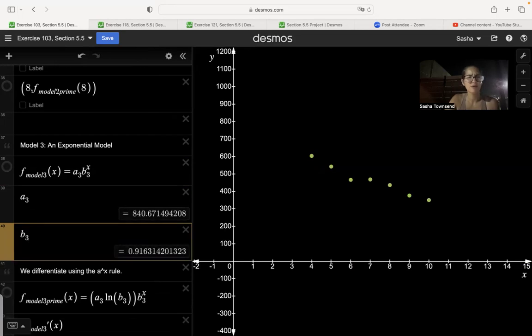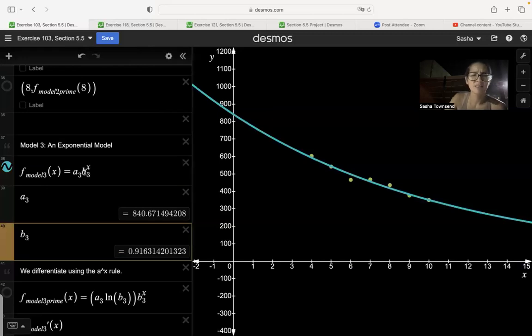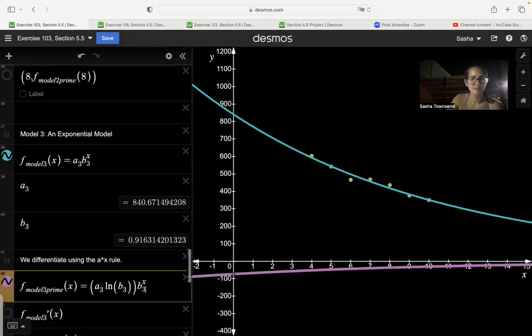These were numbers that were found by Desmos when it fit that model to the data, minimizing the sum of the squared errors. That's how it's choosing that a sub 3 and b sub 3. Now, when we differentiate this, we're going to differentiate using the a to the x rule. So a sub 3 is just a constant, so you write that down. And then I've got a constant raised to the x. The derivative of a constant raised to the x is natural log of the constant times the constant raised to the x. So you get the same exponential every time, you just have to multiply by the natural log of the base. So the derivative actually looks like that.